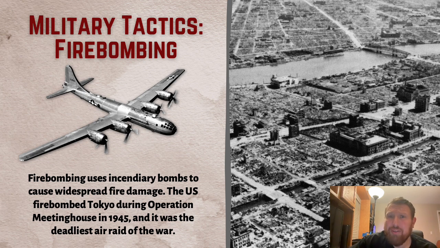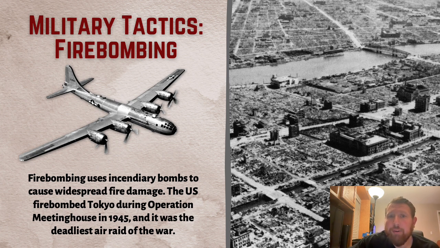During World War II, the U.S. used firebombing extensively against Japan, with the most devastating attack occurring in Tokyo on the night of March 9th and 10th, 1945. This raid, known as Operation Meeting House, saw over 300 B-29 bombers drop thousands of tons of incendiary bombs made primarily of napalm and white phosphorus on Tokyo's primarily wooden and paper houses.